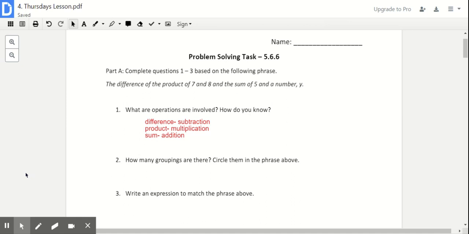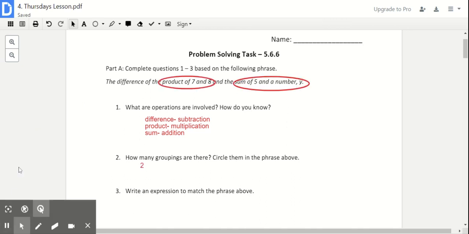So the next thing is asking us how many groups are there? So let's reread again. The difference of the product of 7 and 8 and the sum of 5 and a number y. Let's circle the groups here. All right, so realize we have two groups here. Two groupings means that we need to put both of those in parentheses in our expression from the phrase. So product of 7 and 8.